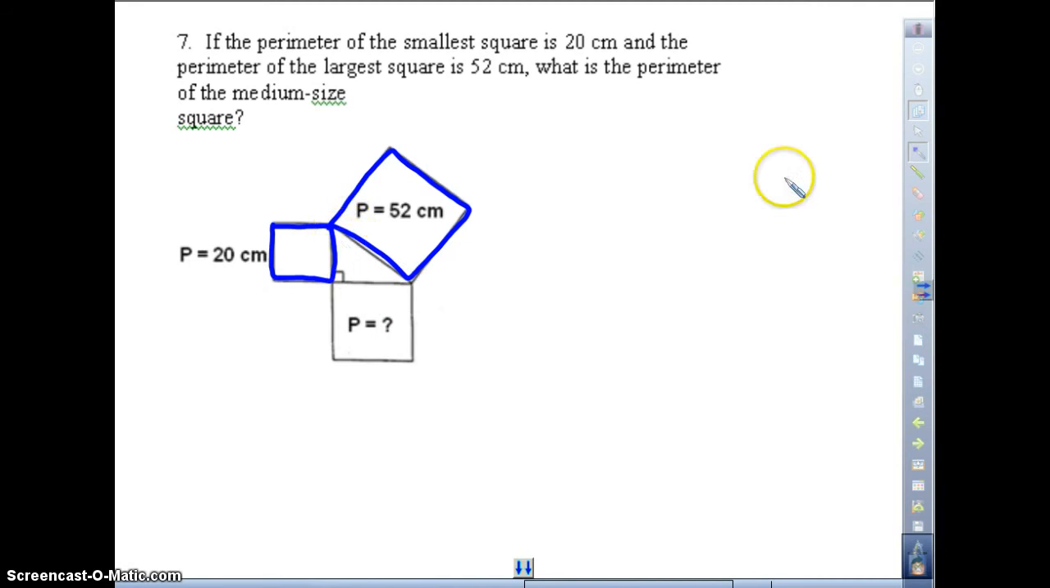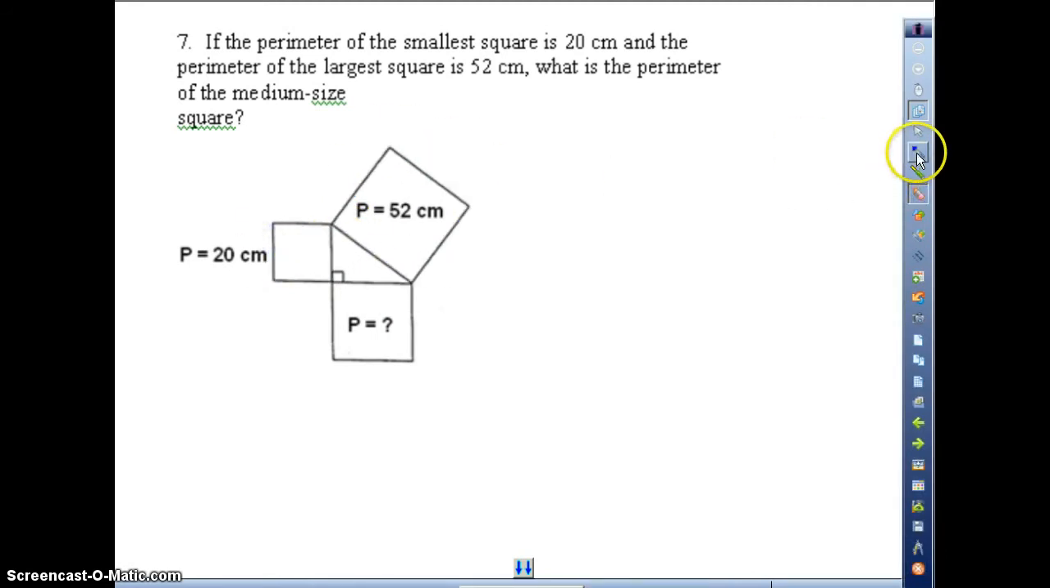Okay, so what we're going to do, we are going to have to use Pythagorean theorem to figure out what this side length is so that we can calculate its perimeter, okay? To do that, I need to know this side length and I need to know this side length. I can calculate this side length because I know the perimeter and all 4 of these sides are the same size. So to find the side length, what do I do to 20?